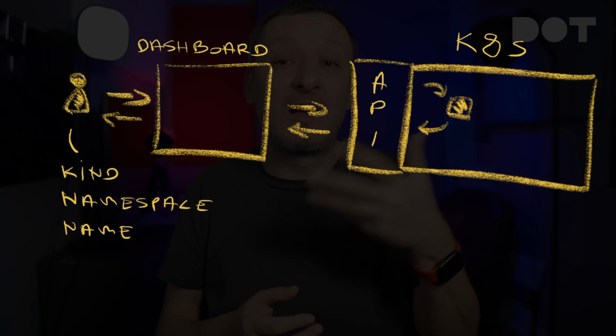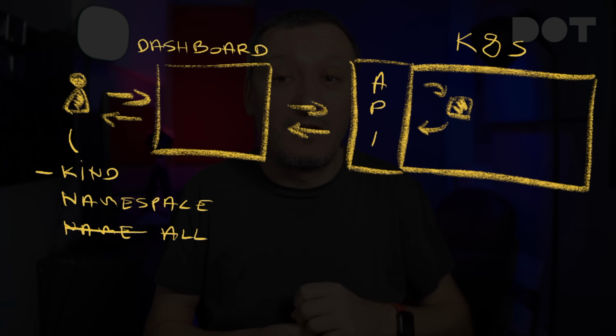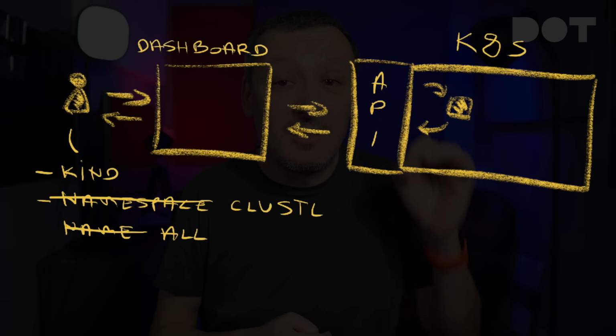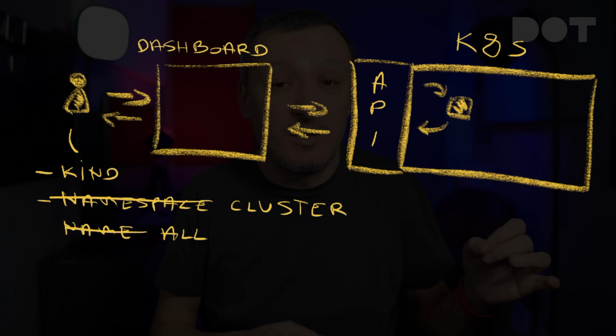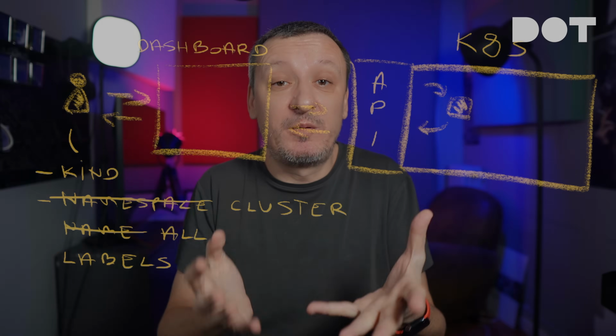Fortunately, we can also ask it to give us information about all the resources of a specific kind in a specific namespace, or even across the whole cluster. We can also filter resources based on labels. But that's about it. The problem is that querying capabilities of Kubernetes API are very, very limited, even though it might not seem that way.